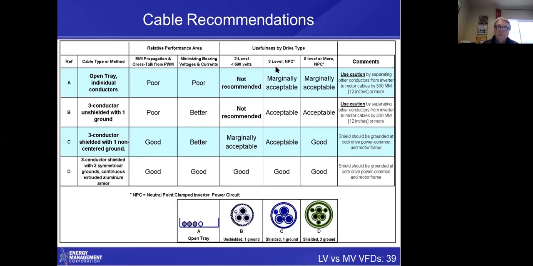If you go with a 3-level drive, and you remember we went with 3 levels, and NPC is neutral point clamped, which a lot of drives have, then open cable trays, this is actually marginally acceptable. It's not acceptable to me, but the manufacturer, and this is T-Mic, says that's marginally acceptable. When you get into these other 3, then it's acceptable and good, because of the fact that the waveform is so superior.